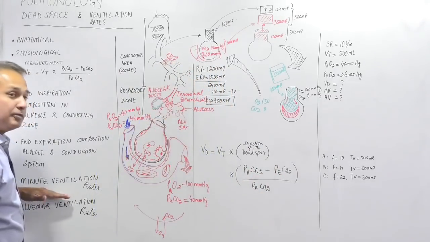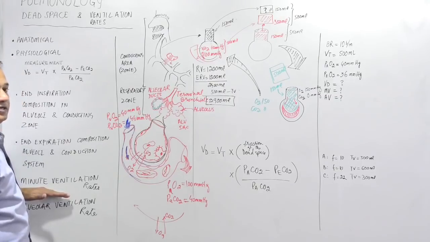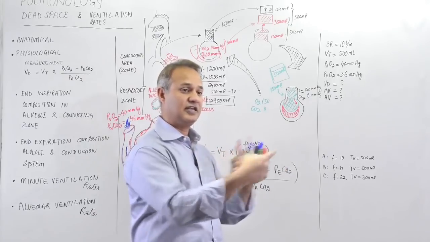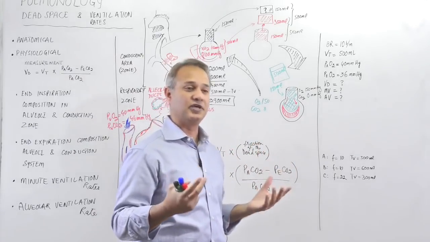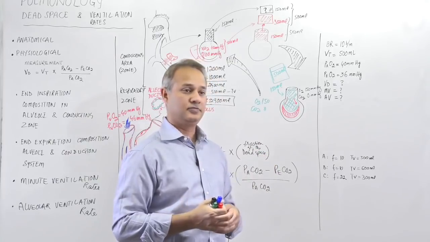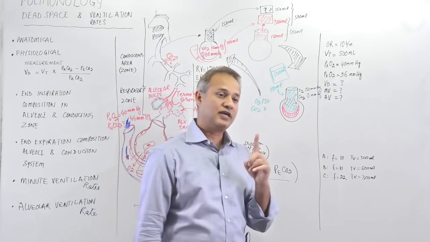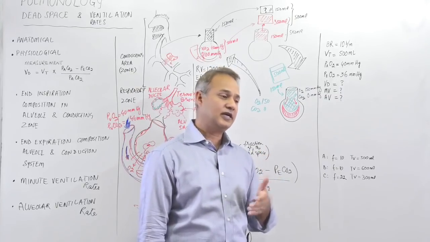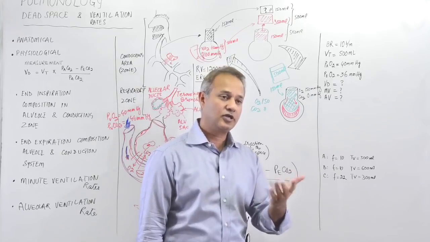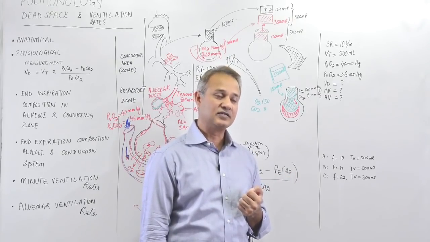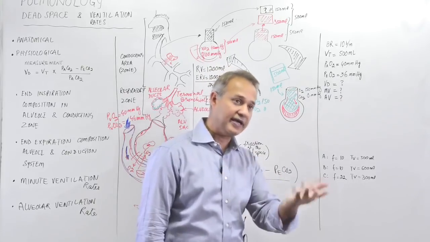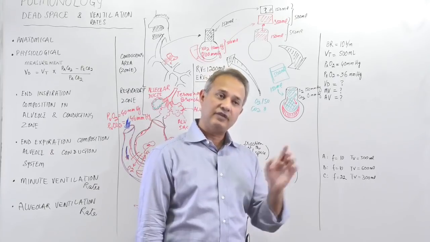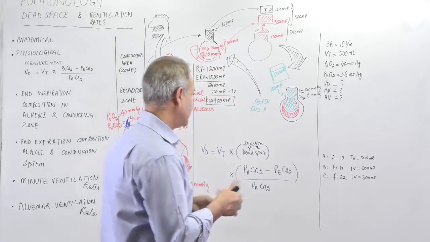Now let's calculate minute ventilation rate. Minute ventilation means a person is ventilating, breathing for 1 minute. How much volume? It's very simple. One breath, if it is 500 milliliters, and let's say in 1 minute I took 10 breaths, how much gas did I take in or exhale? One of these, either in or out, you measure one. 500 multiplied by 10. So let's do that.